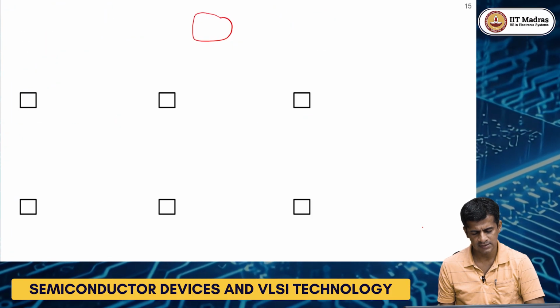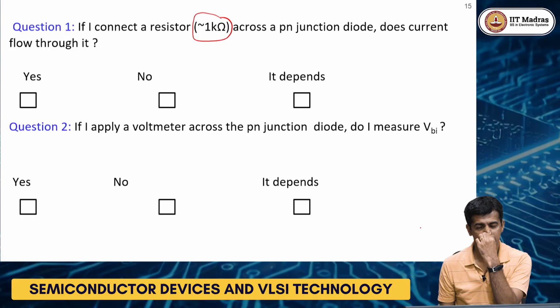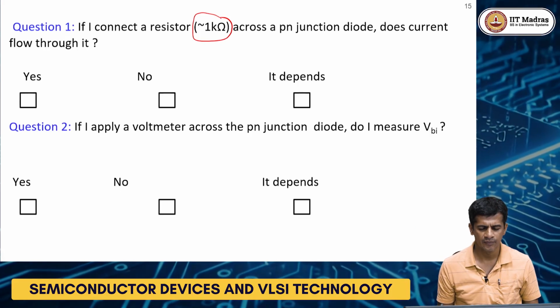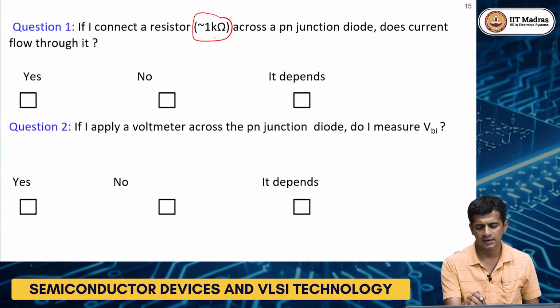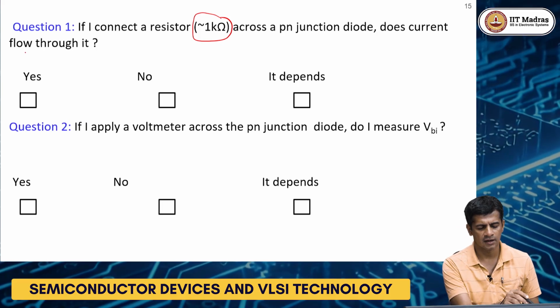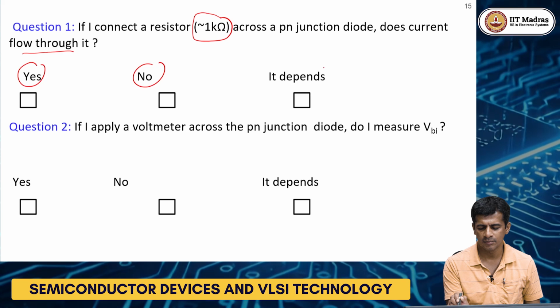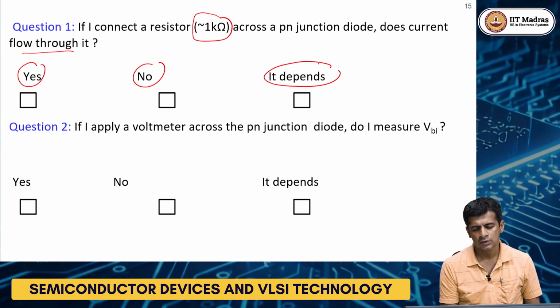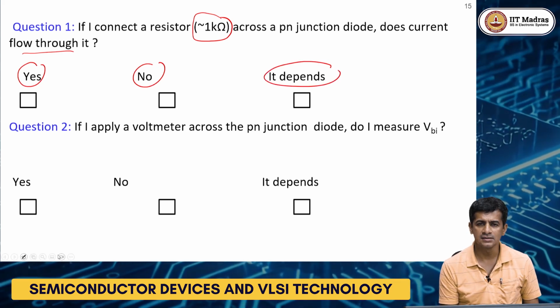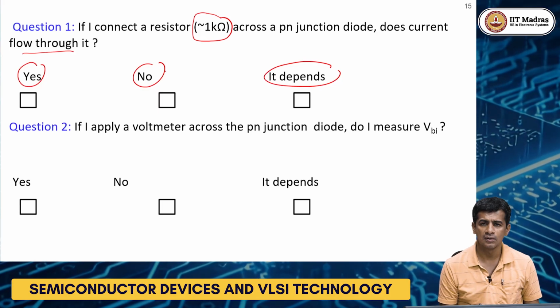I think I have mentioned this answer before in some context when we were discussing the Fermi level. If I connect a resistor across a PN junction, does the current flow through it? The options are yes, no, and it depends. So the answer is what? The answer is no.